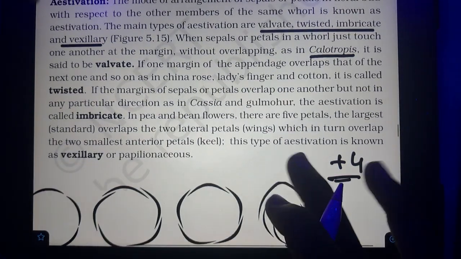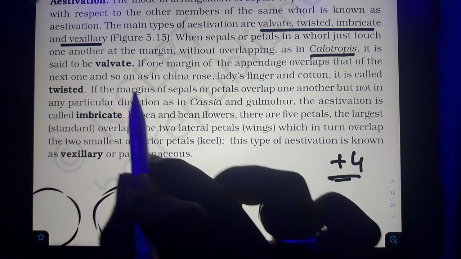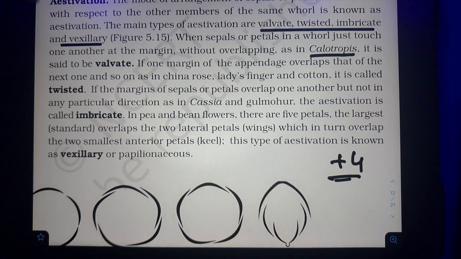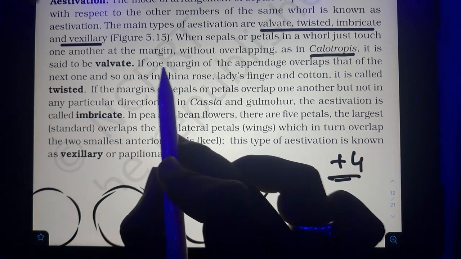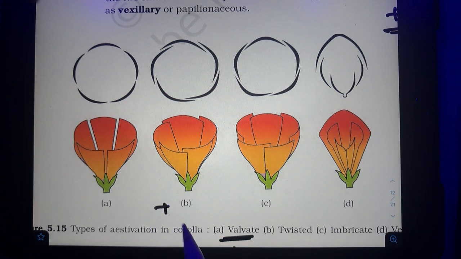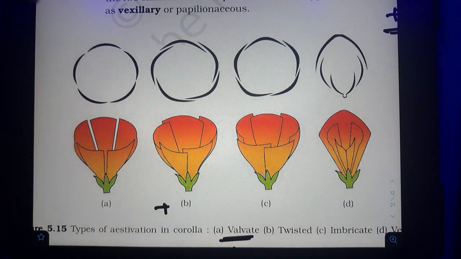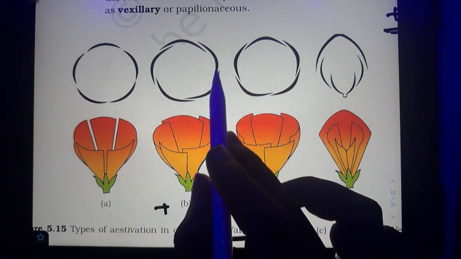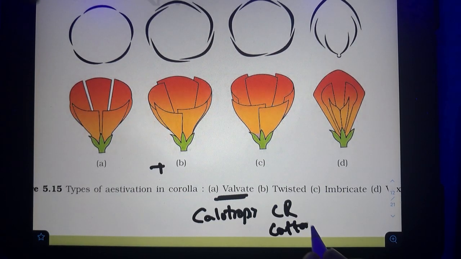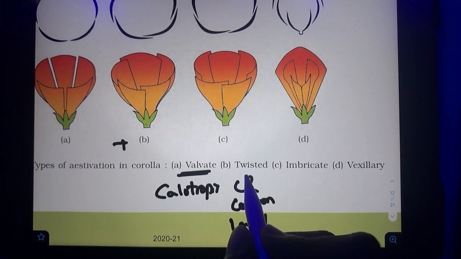Next, if one margin of an appendage overlaps the next one, and so on, as in China rose, lady's finger, and cotton, it is called twisted. In twisted estivation, one margin overlaps the next one. This picture represents the twisted estivation, so one overlaps the other. The examples are China rose, cotton, and lady's finger.